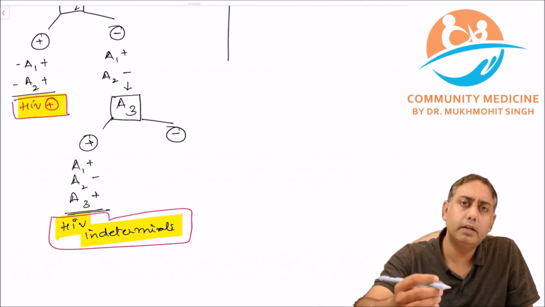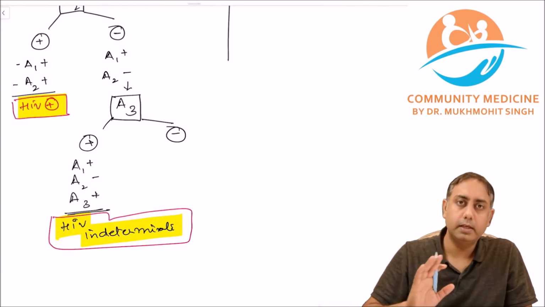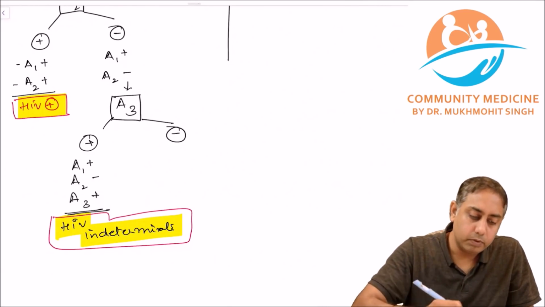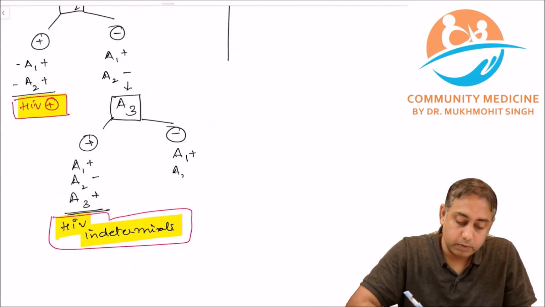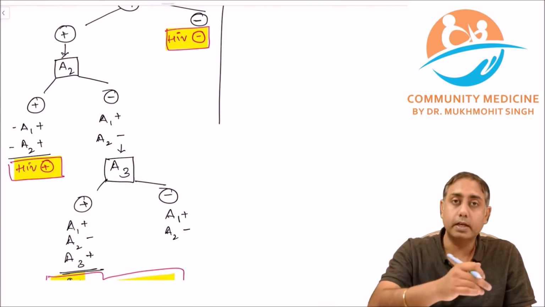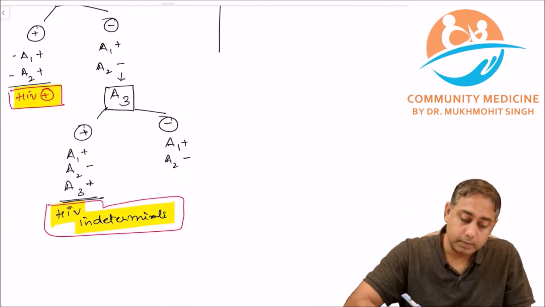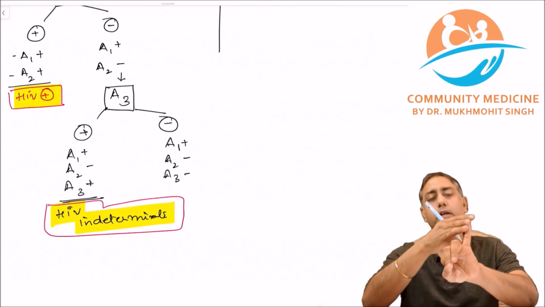What we do with the indeterminate is a separate point of discussion. But right now, please remember this is indeterminate. Next, what do you do to this patient if A1 is positive, A2 is negative, and A3 is again negative? Out of the 3 tests, 2 are negative and only 1 is positive.